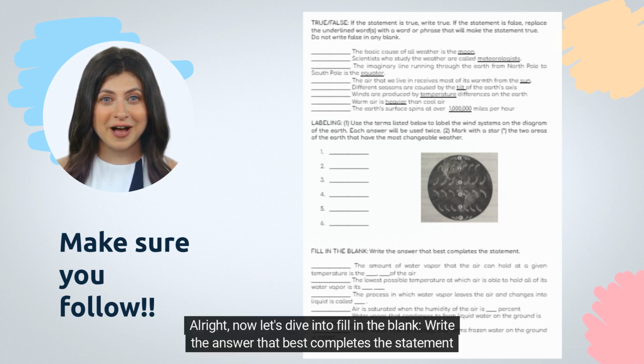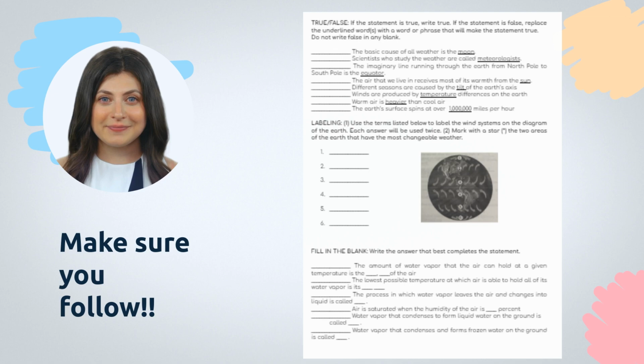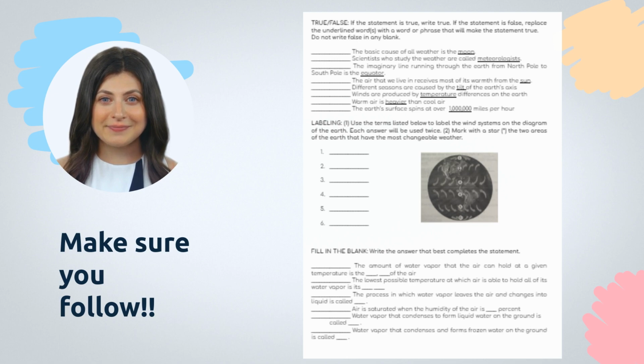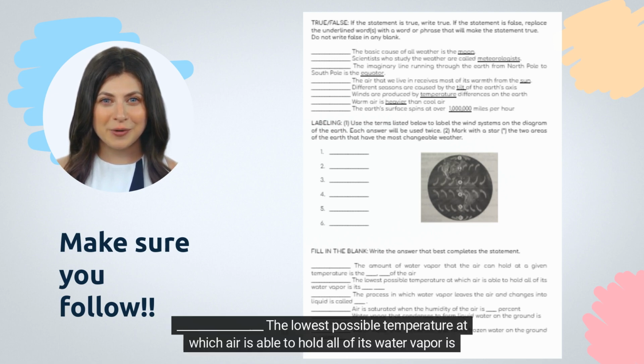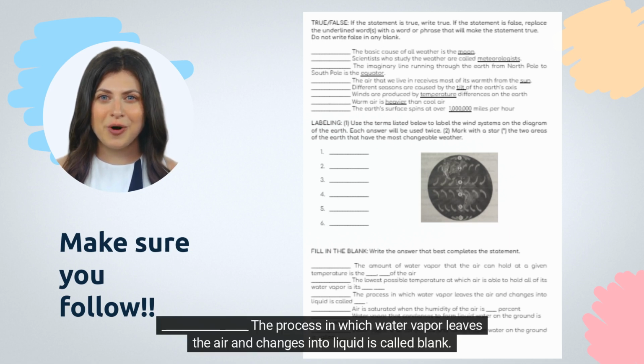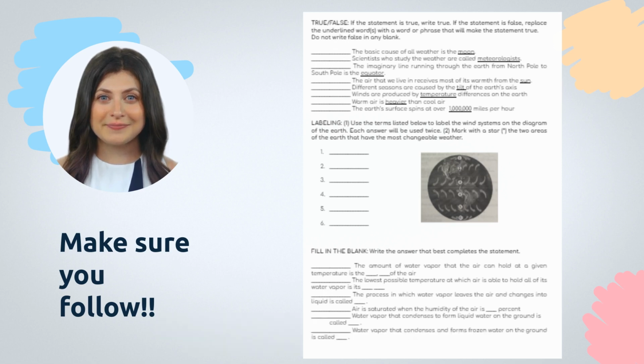All right, now let's dive into fill in the blank. Write the answer that best completes the statement. The amount of water vapor that the air can hold at a given temperature is the blank of the air. The lowest possible temperature at which air is able to hold all of its water vapor is its blank. The process in which water vapor leaves the air and changes into liquid is called blank.